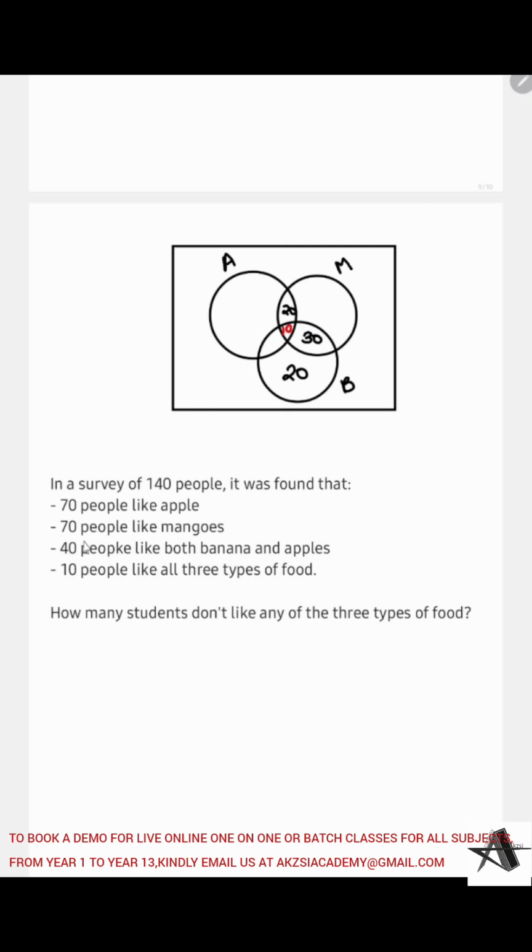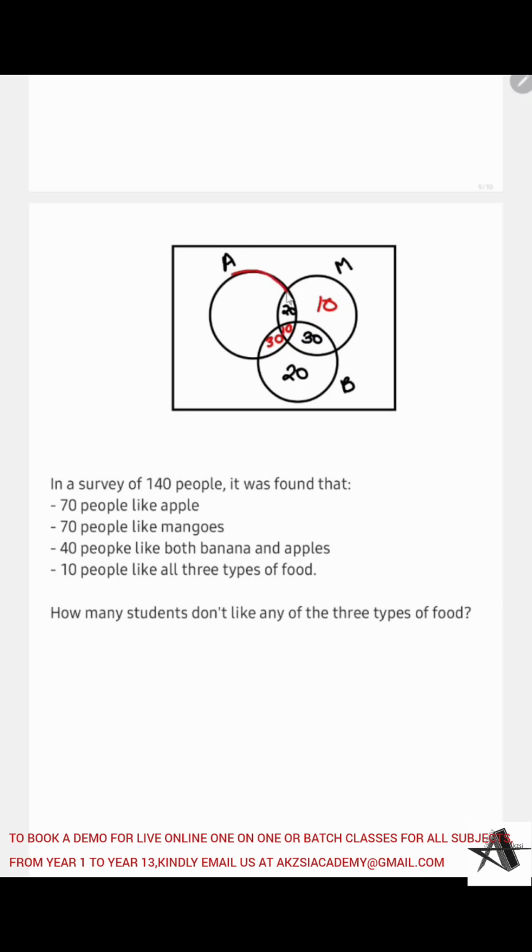Now moving on to the intersection of two. 40 people like both banana and apples. That means this whole apple and banana region is 40. 10 we have already filled, so here we have to fill 30. Then 70 people like mango. This whole is mango. In it, 20, 10 and 30 we have already written. So the remaining is just 10 here.